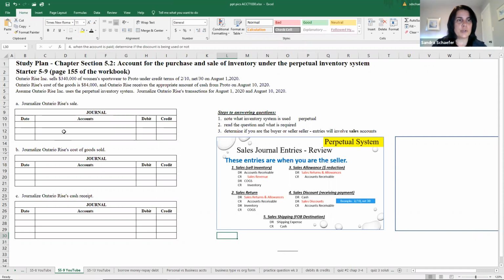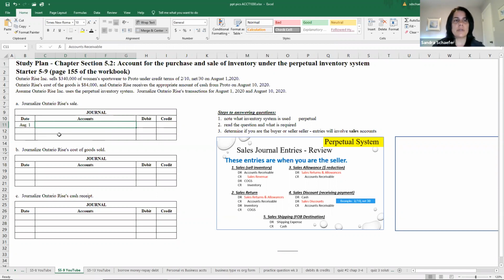So let's go through these journal entries. The first entry is to journalize Ontario Rise's sale. The first thing you have to put in is a date. Sometimes the study plan will give you the date already in the question. Sometimes you have to put that date in. In this case, the date is August 1st. And the debit and credit, you always list the debit accounts first and then the credit accounts.